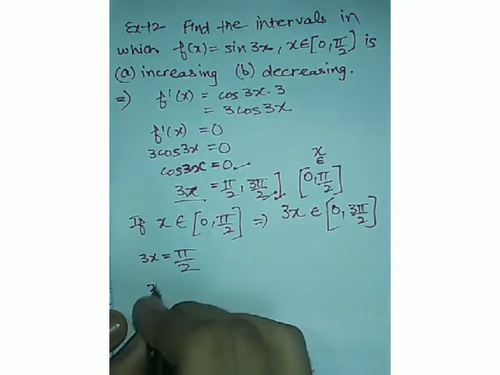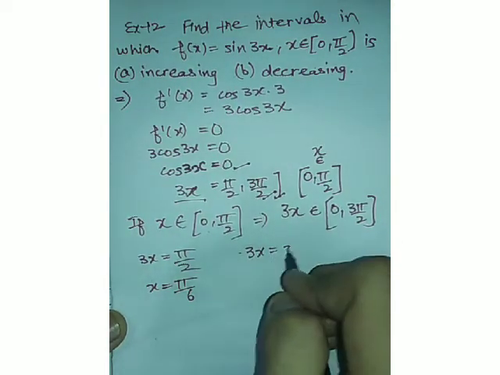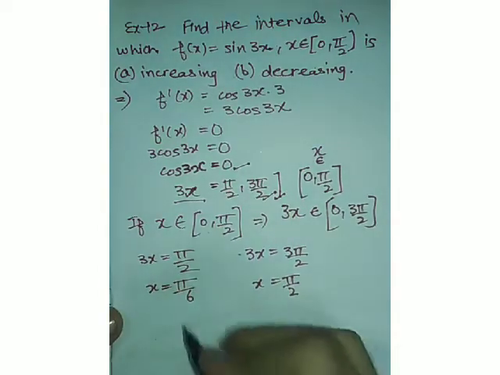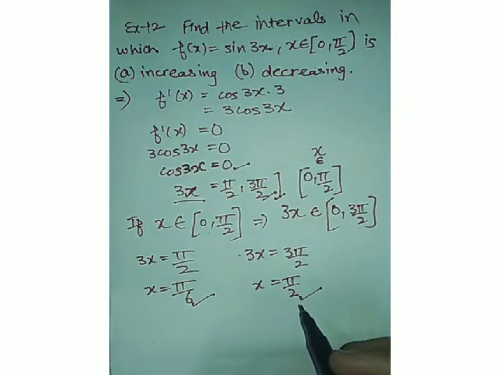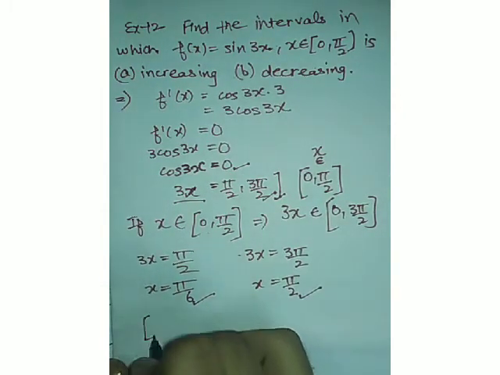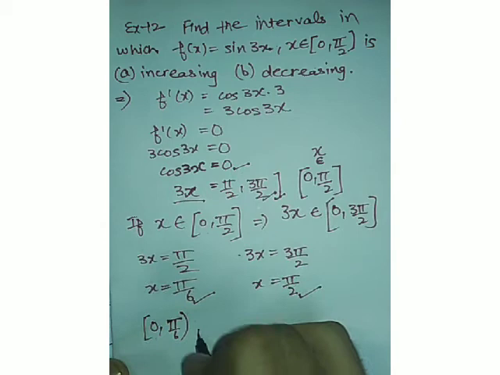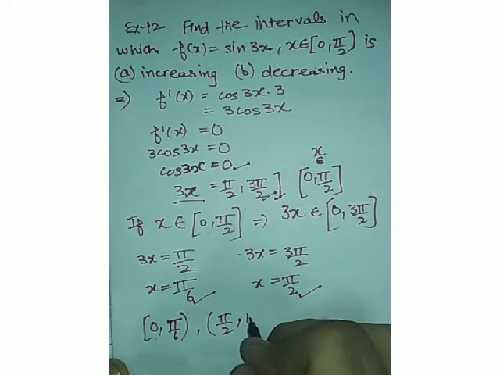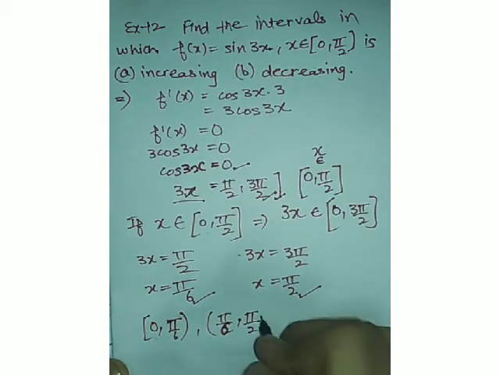2, then x will be equal to pi by 6. And if 3x equals 3 pi by 2, x will be equal to pi by 2. So there are two values, pi by 6 and pi by 2. Now pi by 6 is less than pi by 2, so we will get two intervals. The first interval will be 0 comma pi by 6, and these will be disjoint intervals because pi by 6 is the common value. And the second interval will be pi by 6 comma pi by 2.